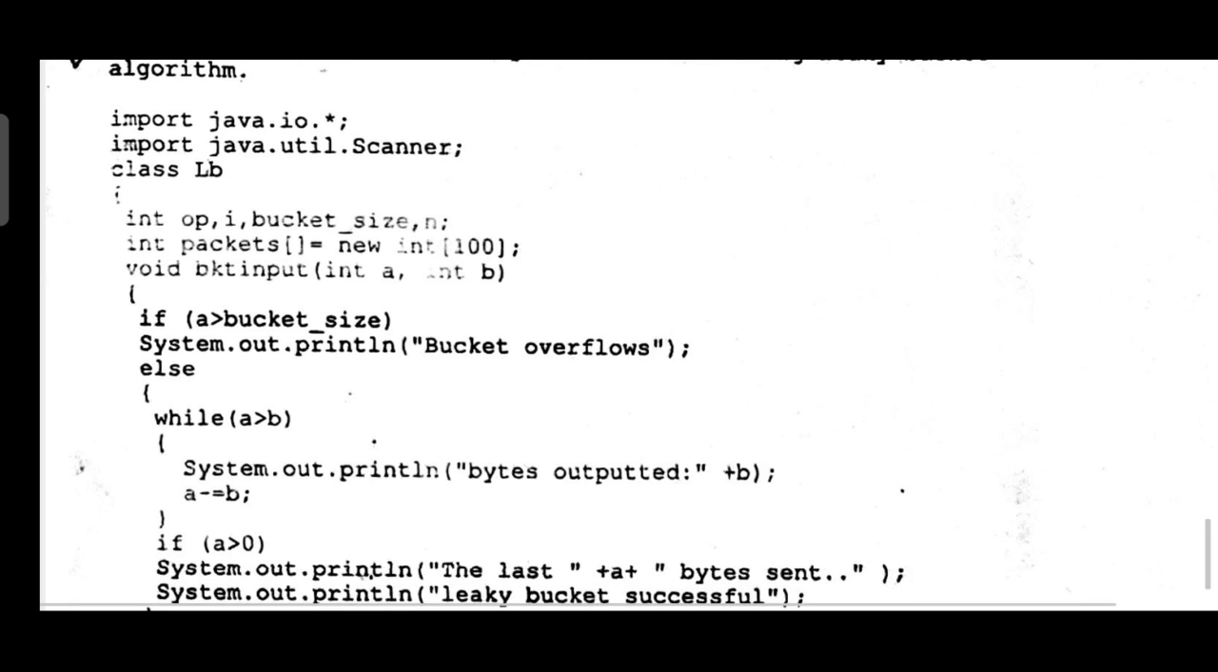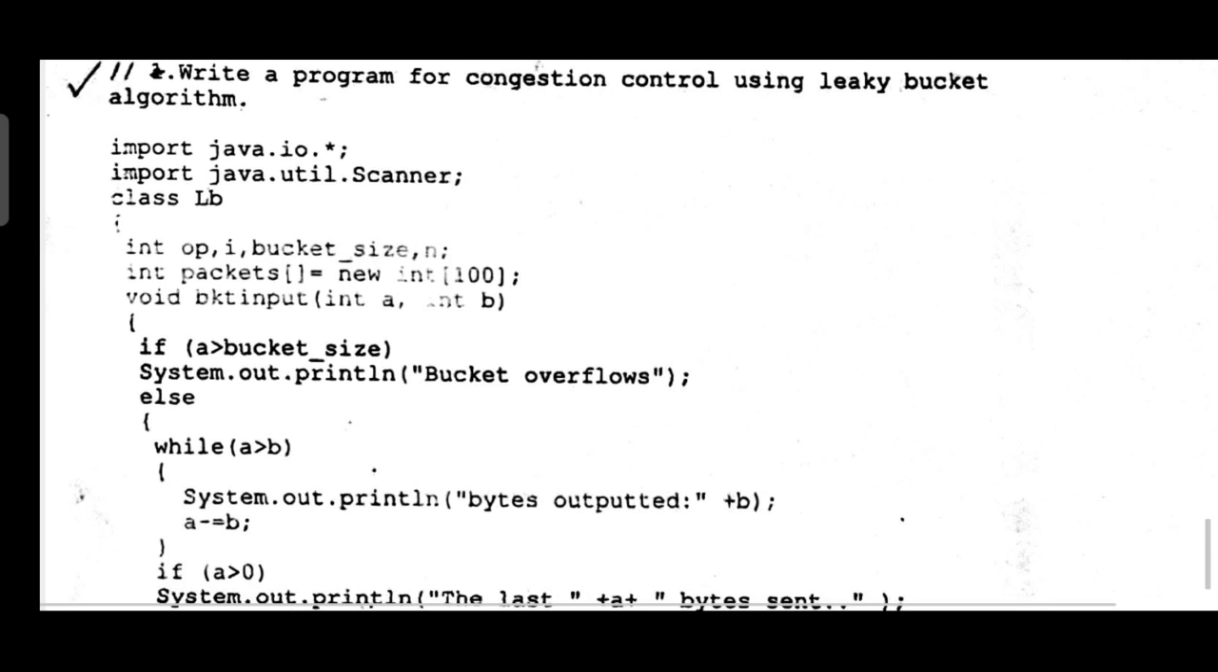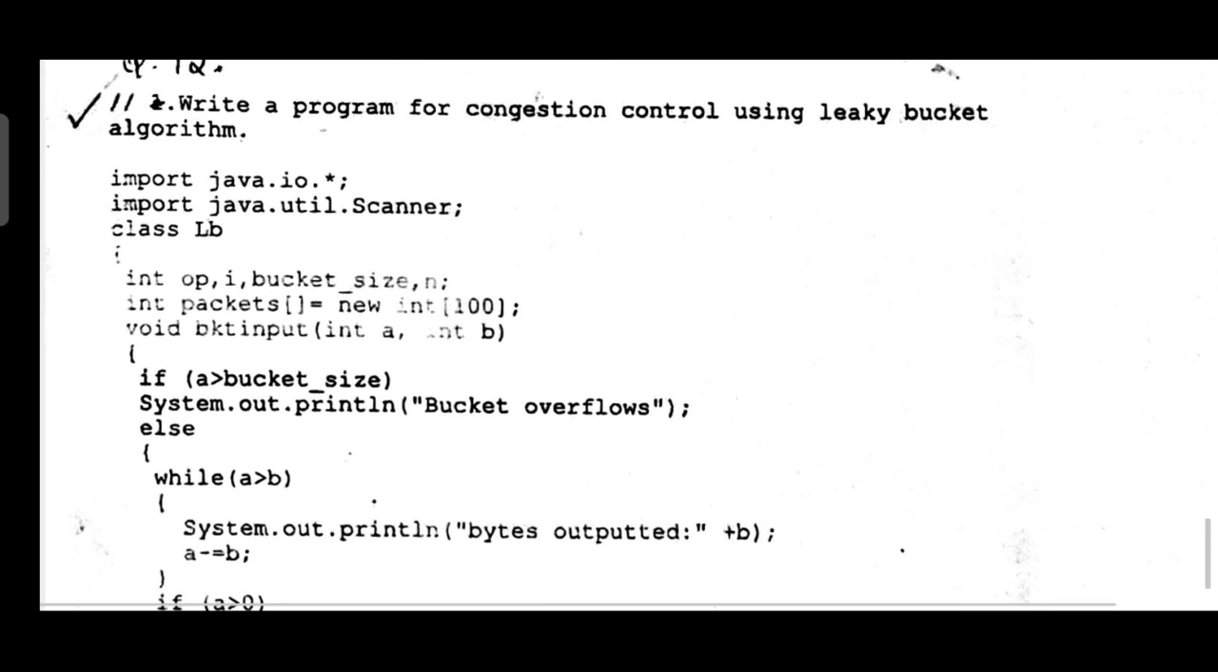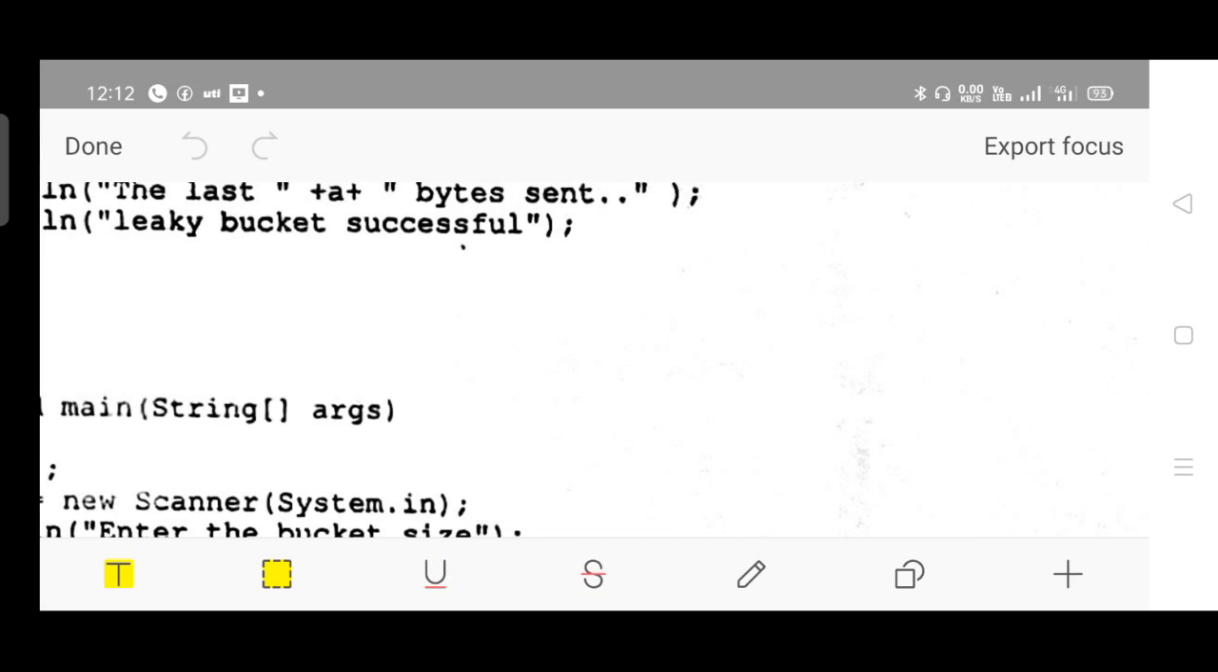We'll see the diagram once. So the leaky bucket algorithm is one of the congestion control algorithms. It is used for traffic shaping, so we can send the packets at a constant rate. If you want to send packets at a constant rate over a network, then you can go for this algorithm. It also controls congestion. Here you need to define the bucket size and packet rate.